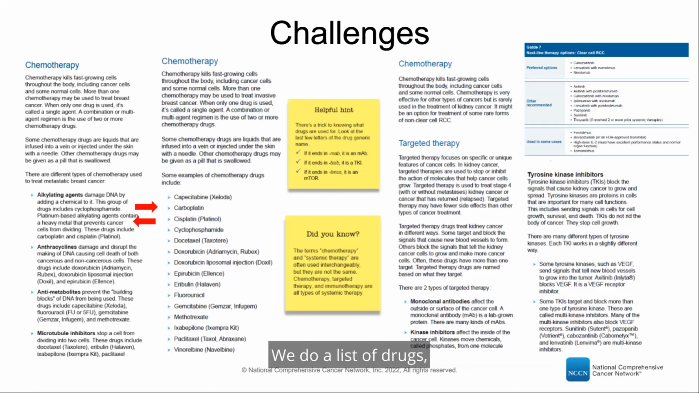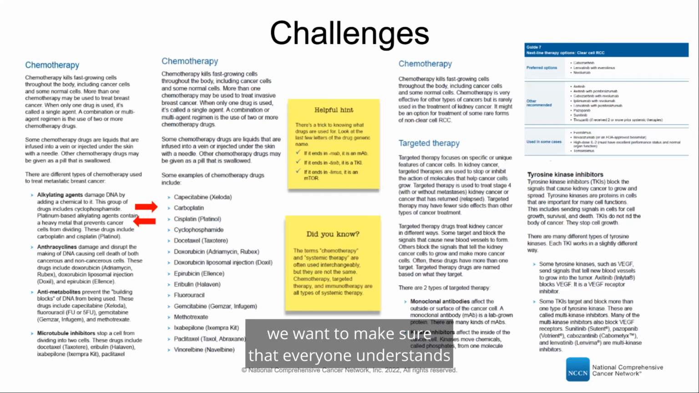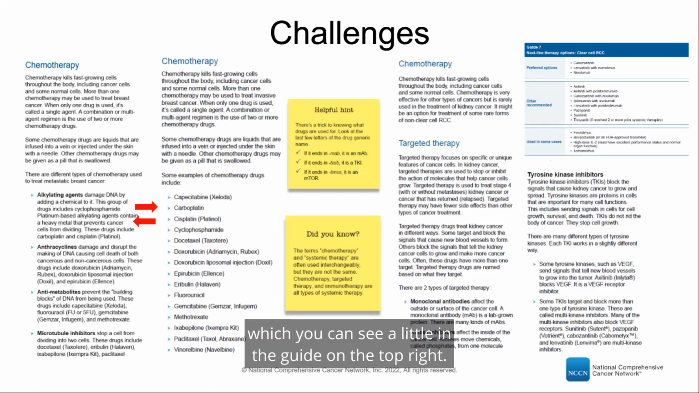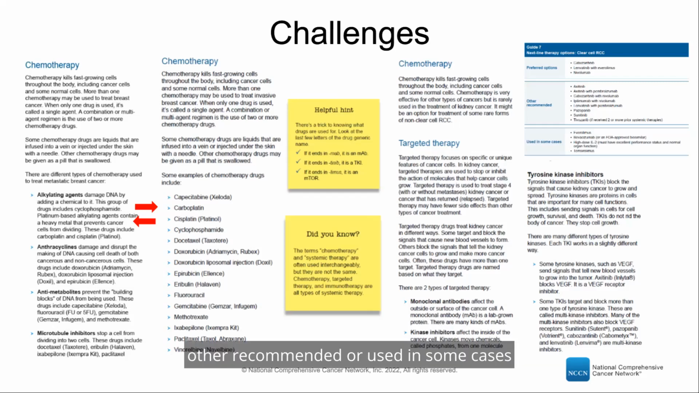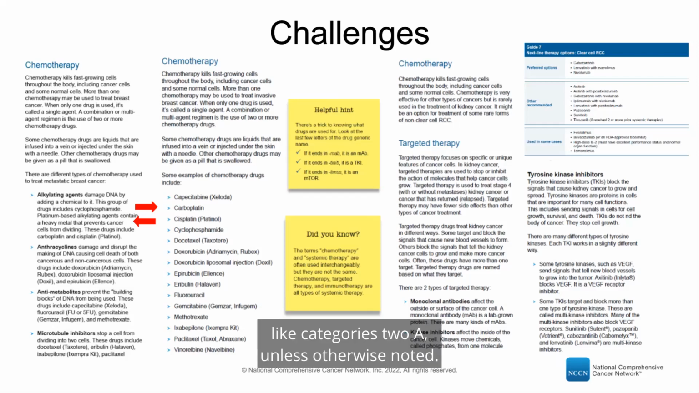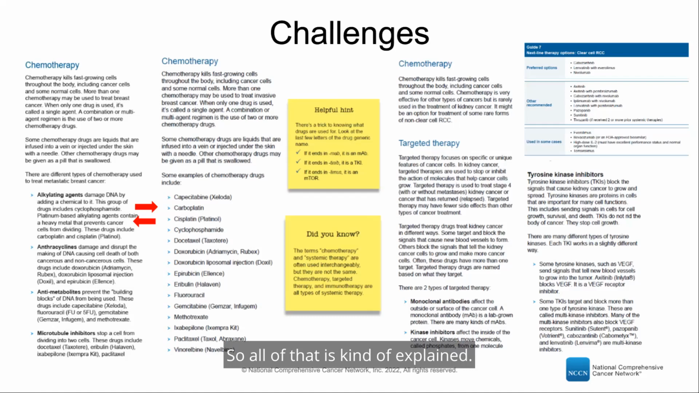We do list the drugs. We want to make sure that everyone understands what the standards of care are, which ones are preferred, which you can see a little in the guide on the top right. Preferred is based on these categories of evidence. It's all described in the clinical practice guidelines, other recommended or used in some cases. So they're all like categories 2A unless otherwise noted. So all of that is kind of explained.